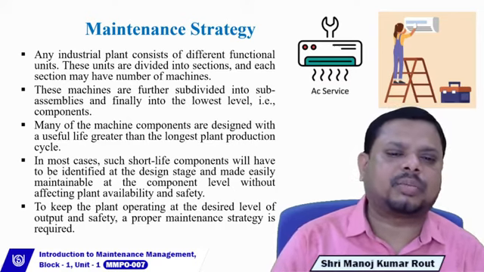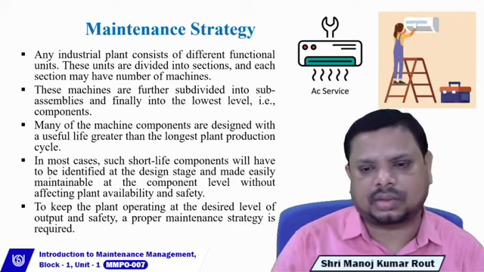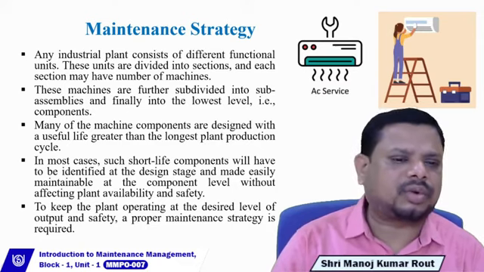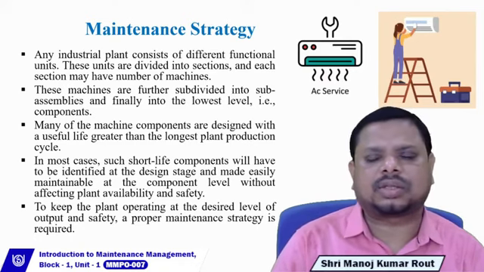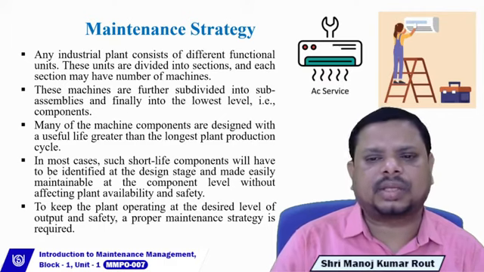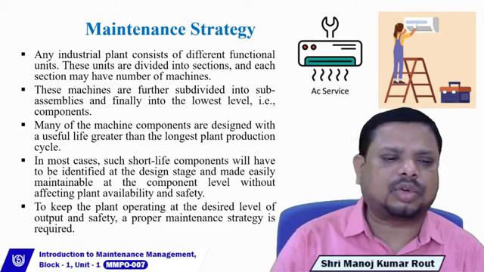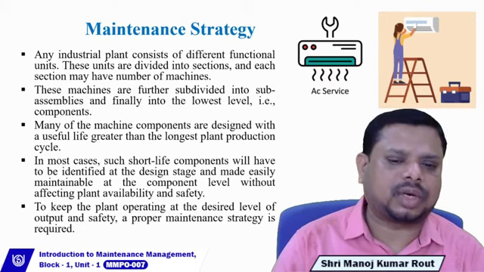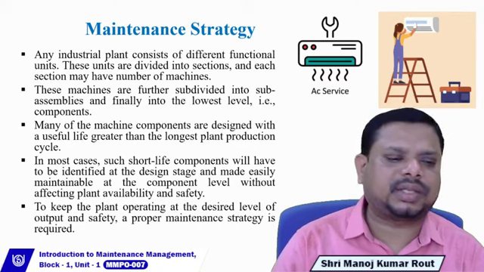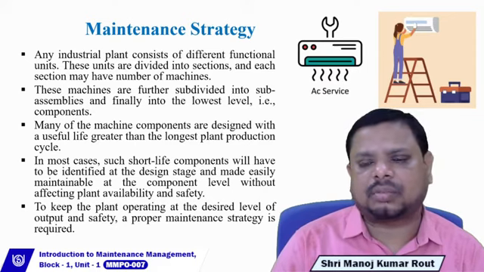Many machine components are designed with a useful life greater than the longest plant production cycles. If you take the example of a conveyor belt, which has a number of rollers, and each roller consists of bearings, the bearing is a component that has a particular life compared to the plant production cycles. So in most cases, such short-life components will have to be identified at the design stage and made easily maintainable at the component level without affecting plant availability or safety.